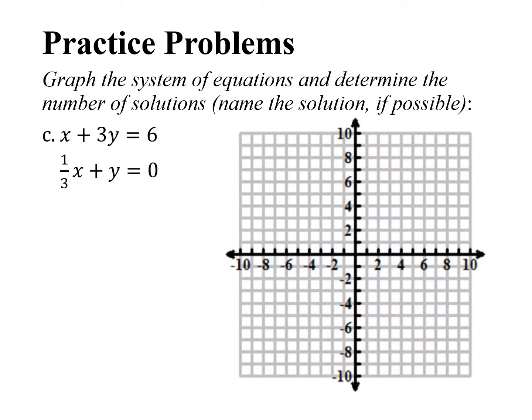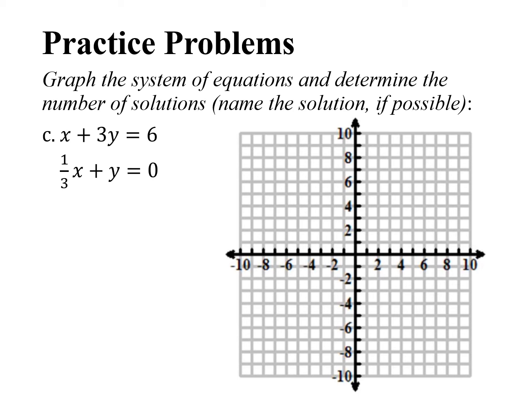Moving on, this time I want to graph the systems of equations and determine the number of solutions. Name the solution if possible. So I'm going to figure out if it has infinitely many solutions, if it has no solution, or if it has one solution, I need to name that solution. I need to give the ordered pair.